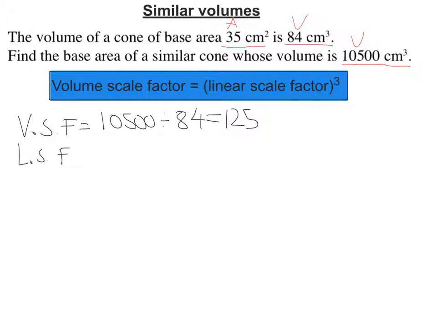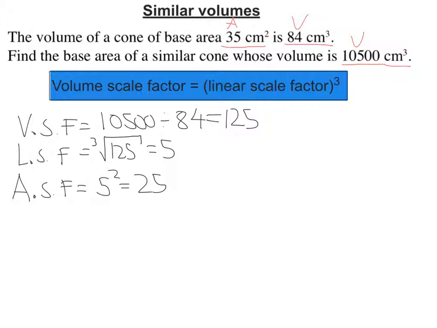Okay. So now I'm going to work out my linear scale factor. Now if the volume scale factor is the linear scale factor cubed, then the linear scale factor is the volume scale factor cube rooted. So that's 125 cube rooted, which is 5. Now I don't want to work out a length, so I don't need that, but what I need now is the area scale factor. So the area scale factor, if I know the linear scale factor, is the linear scale factor squared. So my area scale factor is 25.